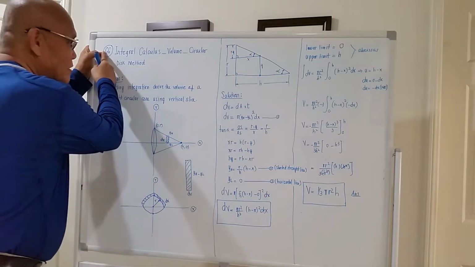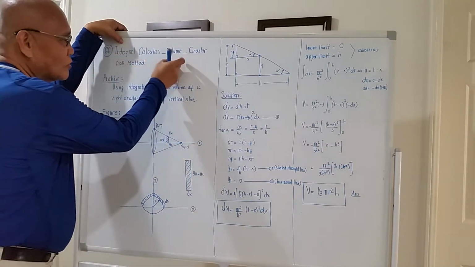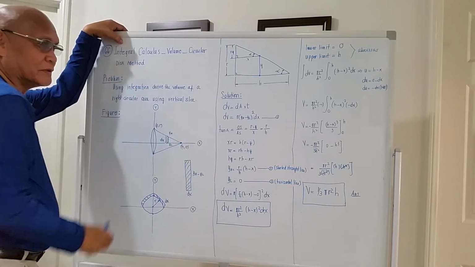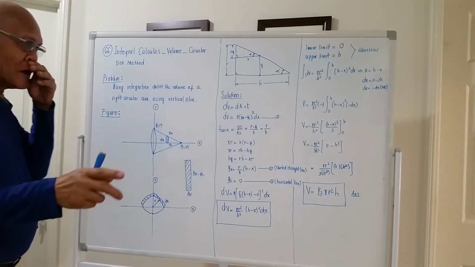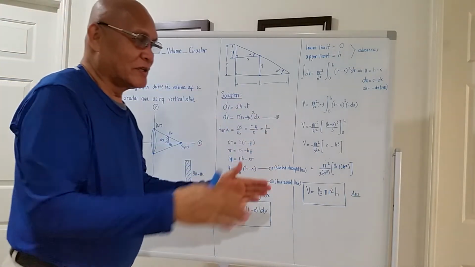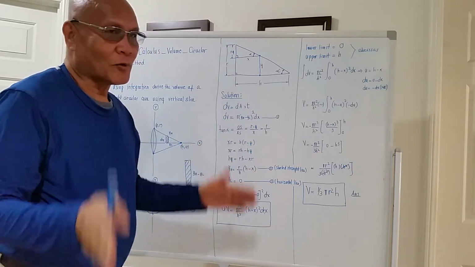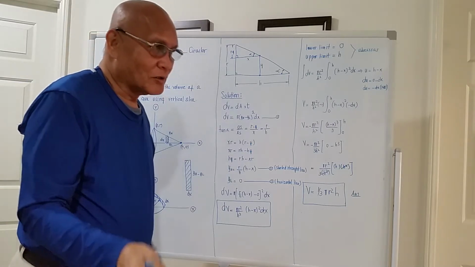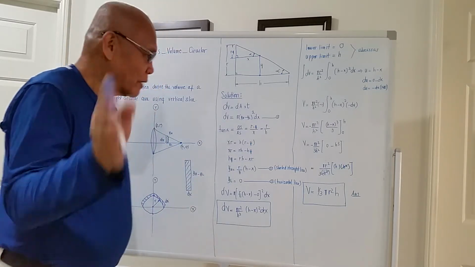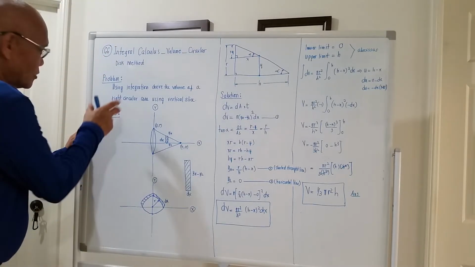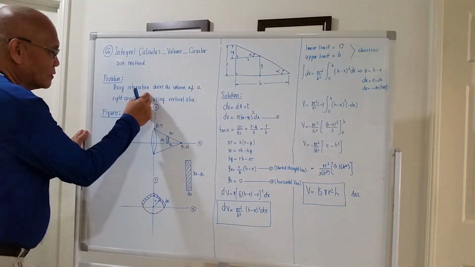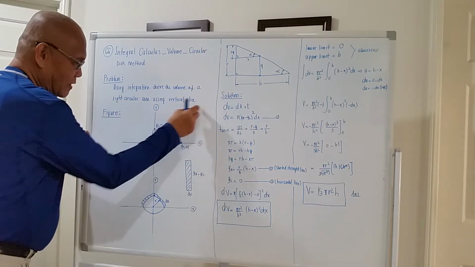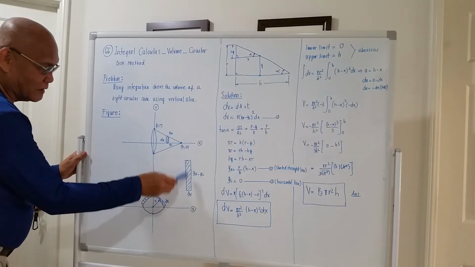Lesson number 66, Integral Calculus, Volume, Circular Disc Method. The problem will still be the same like yesterday. It's the derivation of the formula for taking the volume of a right circular cone. But for this afternoon, it is by using vertical slice. So I will read the problem. Using integration, derive the volume of the right circular cone using vertical slice. Vertical slice is something like this.